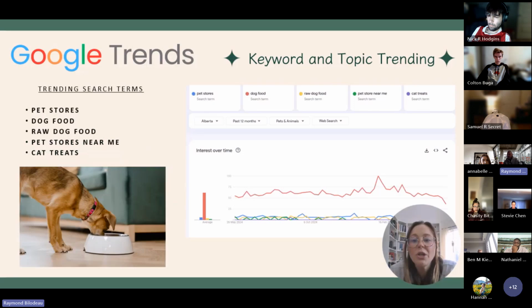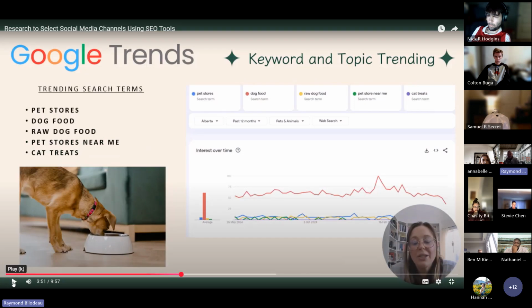For example, we explore the topic of dog food, which is highly searched. See the data? So they're looking at pet stores, they're looking at dog food, they're looking at raw dog food. So they're exploring a few different keywords.